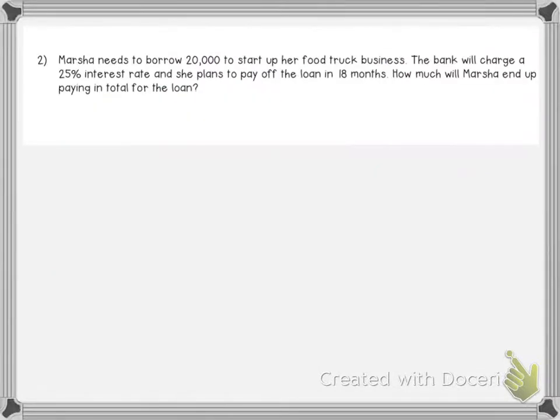Number 2, Marcia needs to borrow $20,000, that's your principal, to start up her food truck business. The bank will charge a 25% interest rate, and she plans on paying off the loan in 18 months. So that's your time. How much did Marcia end up paying in total? Remember, your total equals your principal plus your interest.